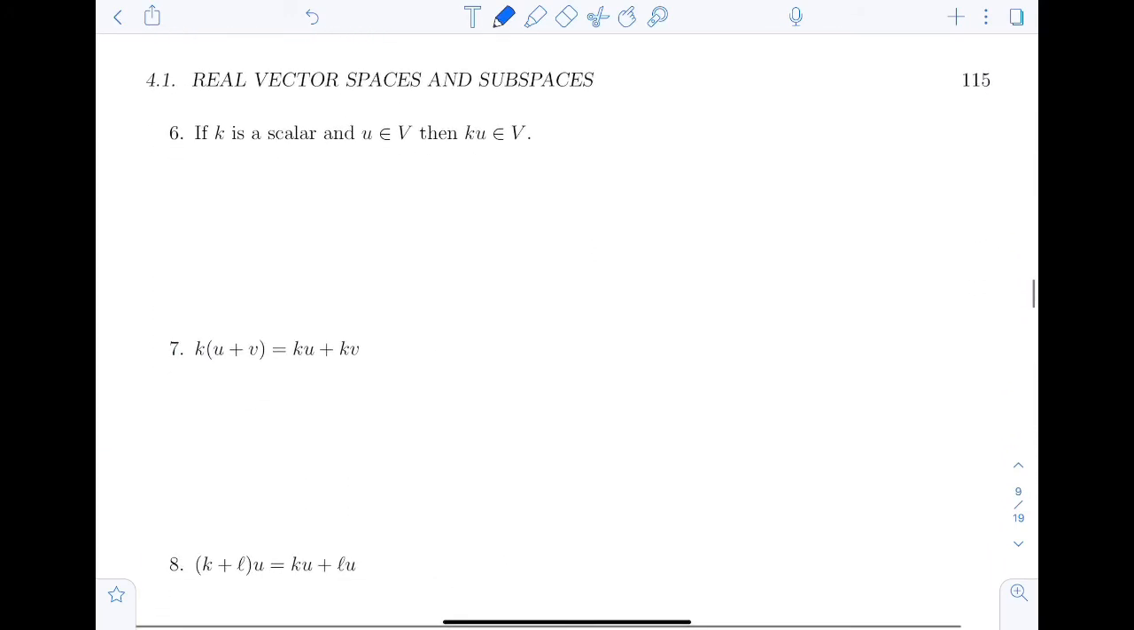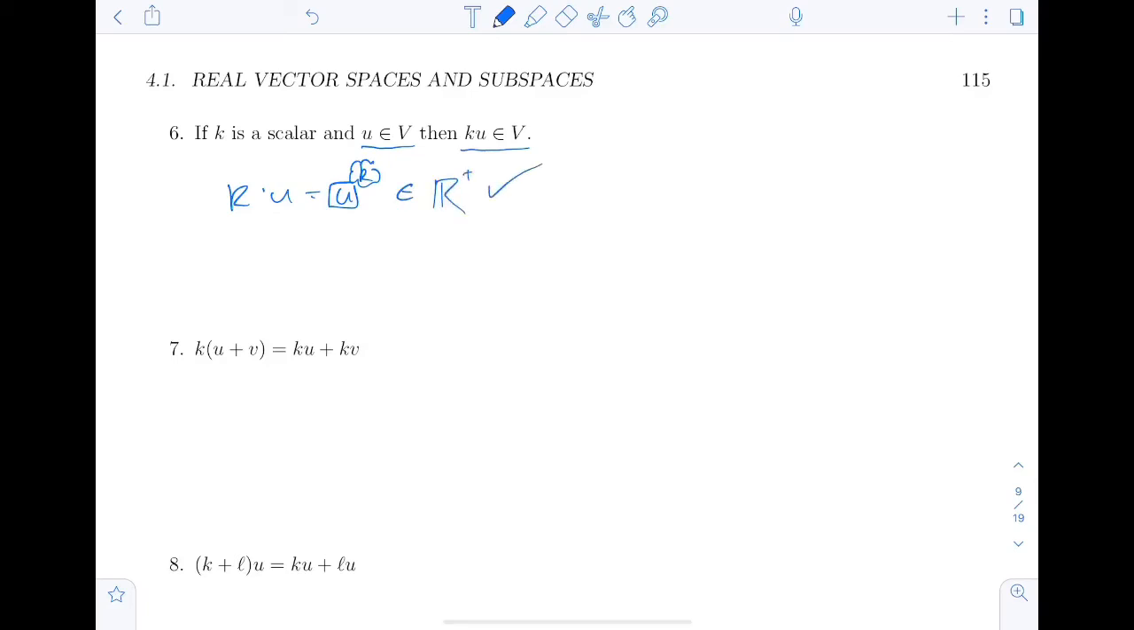Next page. If k is a scalar and u is a positive number, then ku is a positive number. So k, any scalar, times u is u to the k. Now, if I take a positive number and raise it to any power, what do you get? Well, you get a positive number. Even if k is negative or whatever we want, any positive number to any power is going to be positive, right?